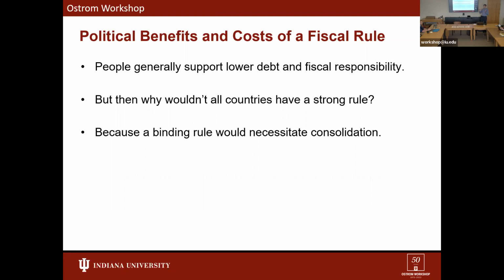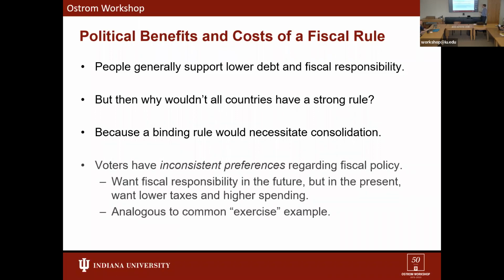And so there's this weird inconsistency that some recent authors have picked up on, in that voters seem to want lower debt and more fiscal responsibility, but also lower taxes and higher spending at the same time. They want everything, but there's no such thing as a free lunch. And so voters seem to have these inconsistent preferences regarding fiscal policy. If you ask voters, they seem to want fiscal responsibility in the future, but in the present, they seem to prefer lower taxes and higher spending. So there's this time inconsistency.